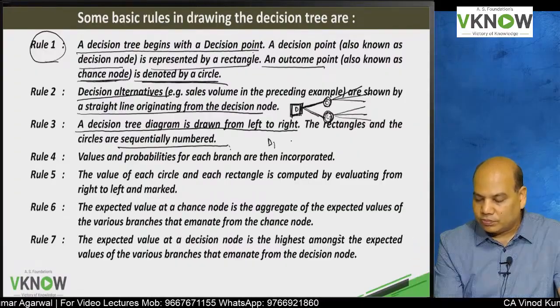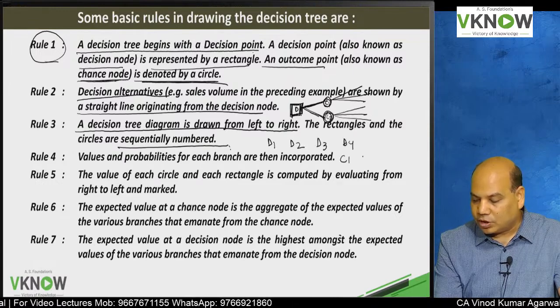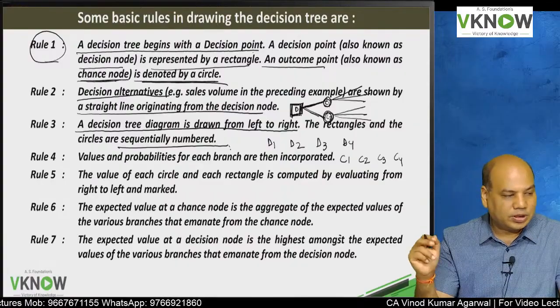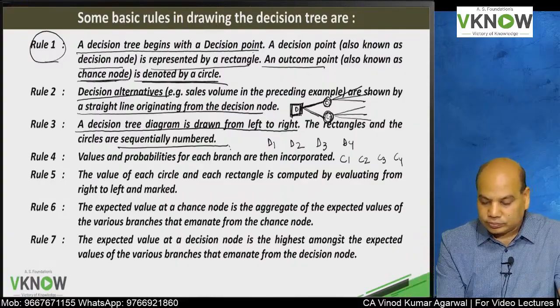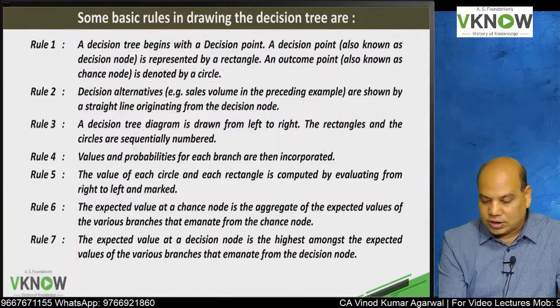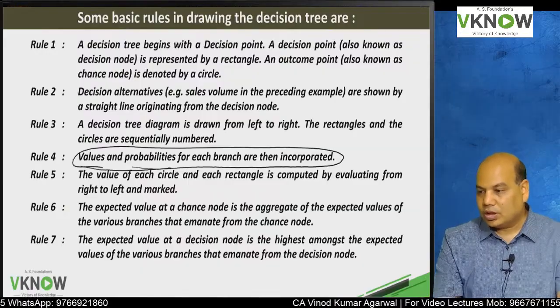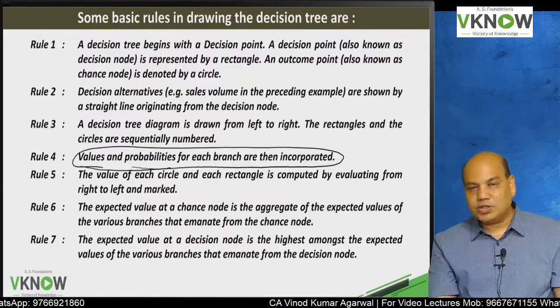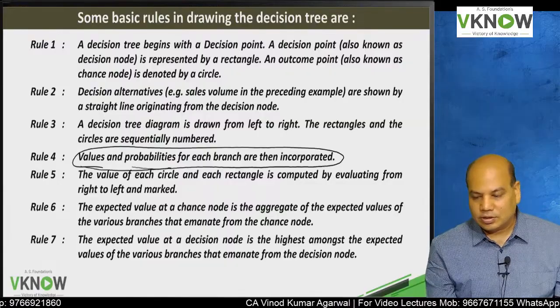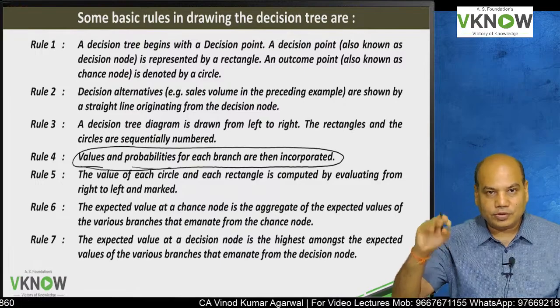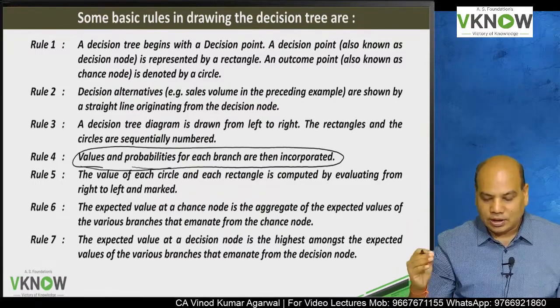Normally we will follow for decision nodes D1, D2, D3, D4, and for chance node or outcome node we will follow this sequence, but it is not a hard and fast rule. You can write A, B, C, D, E, F also. Then one thing which is easier in the problem, the institute will give you probabilities. Values and probabilities for each branches are incorporated like we have done. 0.2, 0.4, 0.4, he will get 2 lakh, 4 lakh, 7 lakh.